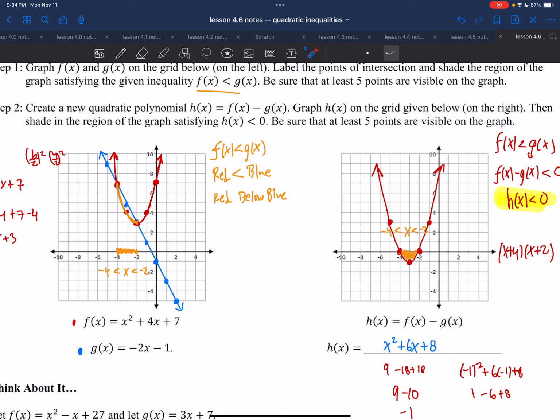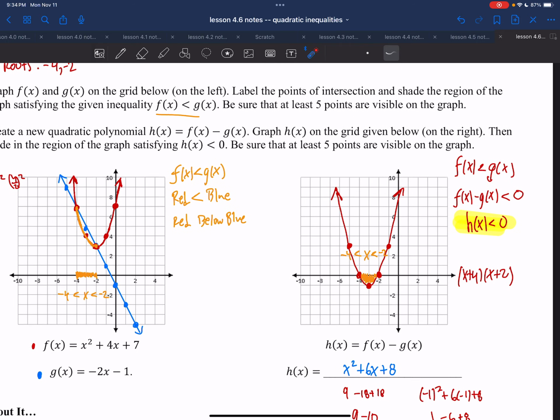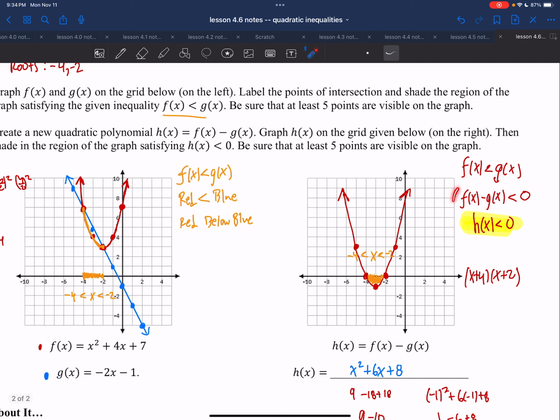But algebraically, what you're doing is when you move everything to one side, you're essentially creating a new parabola that you're just analyzing when it's less than 0. And this is all fine because the solution to this parabola being below 0 is the same solution as when this parabola is below that line. It's just kind of interesting. This is the answer to this question right there, which is kind of cool.